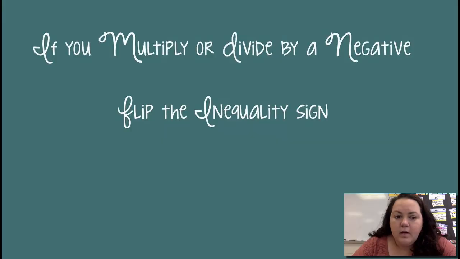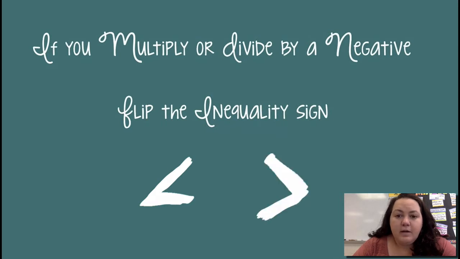A big important rule when you're solving inequalities is if you multiply or divide by a negative. That means if you're trying to get rid of a negative number and you use multiplication or division to do it, then you have to flip your inequality sign. If it was a less than, it becomes a greater than, or vice versa.